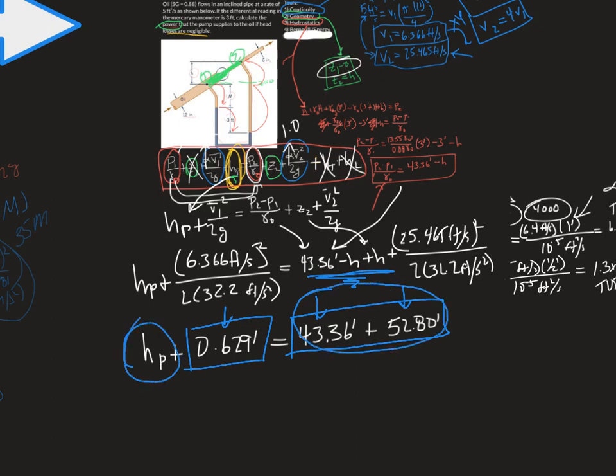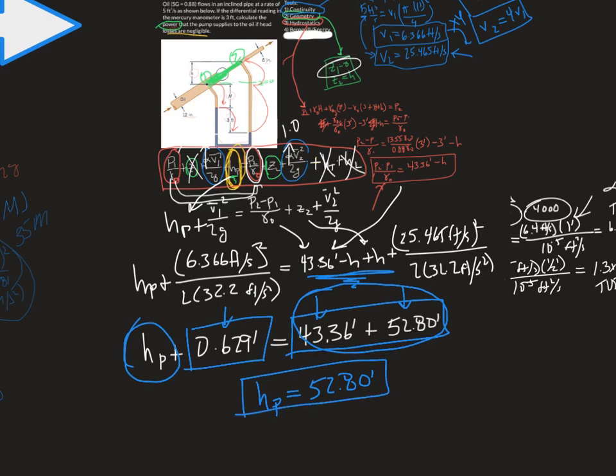So you can see that in order to get this much energy out, we're going to need the pump to supply a lot of energy, because it has to overcome that energy gradient. How much energy? Well, we just figured it out. It needs 52.80 feet in terms of head.